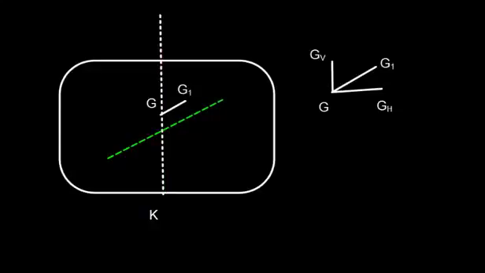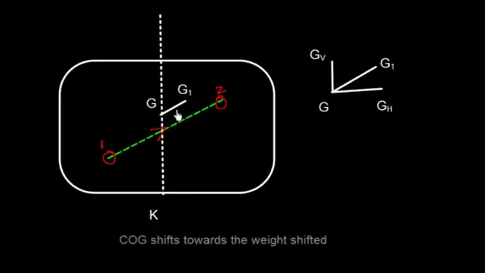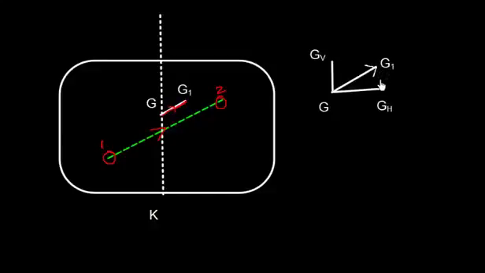Now let us consider the scenario where a weight, let us assume this weight, is shifted from this position 1 to this position 2. Well, the center of gravity of the ship will also shift in this direction, from G to G1. As we can see carefully, this GG1 will have two components. One, the horizontal component, which is GGH, and another one is GGV. This is the vertical component and this is the horizontal component.